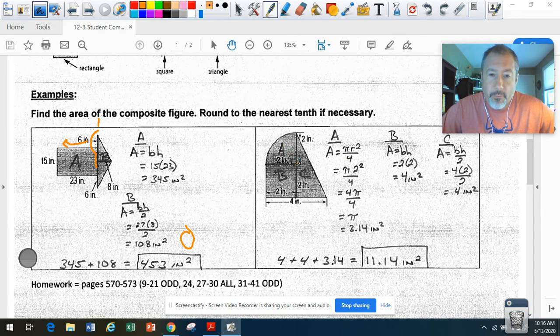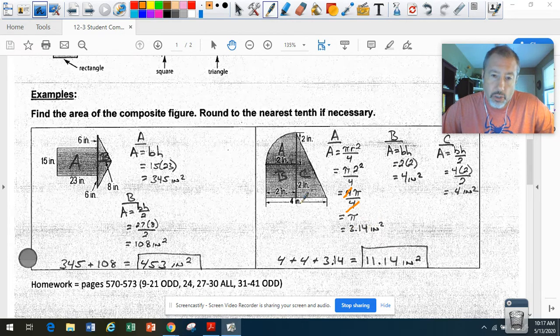We can see from this point over or from this point up that our radius is 2. So if we do this, we're going to get pi times 2 squared divided by 4, which gives us 4 pi divided by 4. Well, we can cancel these 4s out. We're just left with pi, and we're just going to use that as 3.14. So the area of A is going to be 3.14 inches squared.